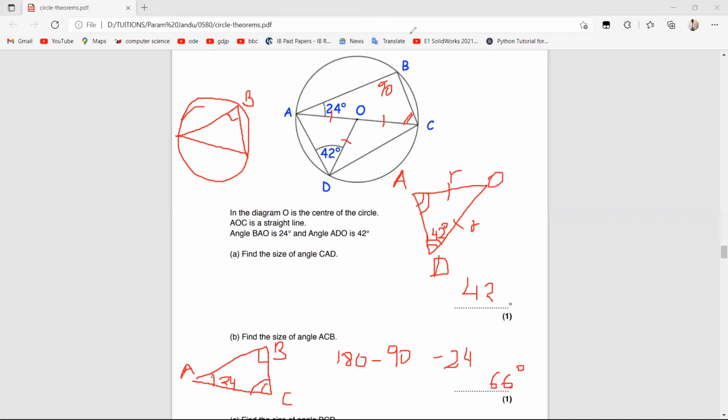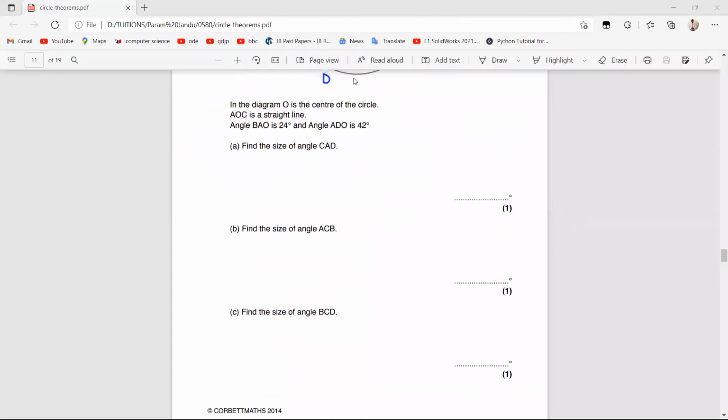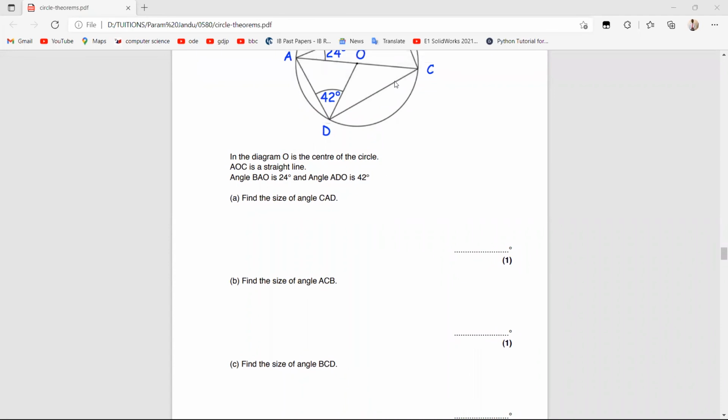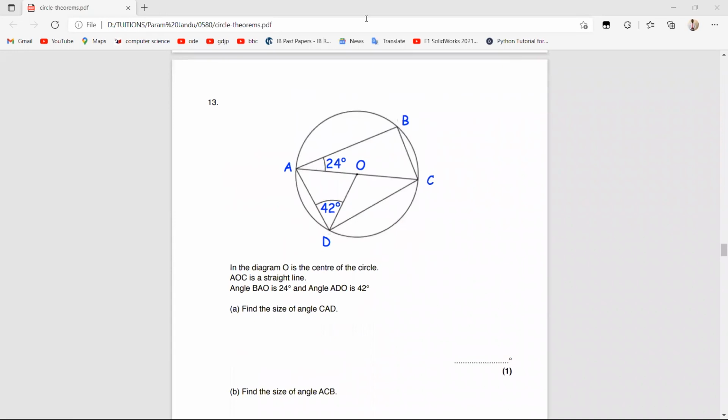Let's look at part C of this question. Just part C down here. Part C says find angle BCD, okay? BCD. So I'll do it up here just so that we can see the diagram well. They want angle BCD. Where is BCD? BCD is the whole of this. Okay, that is BCD.